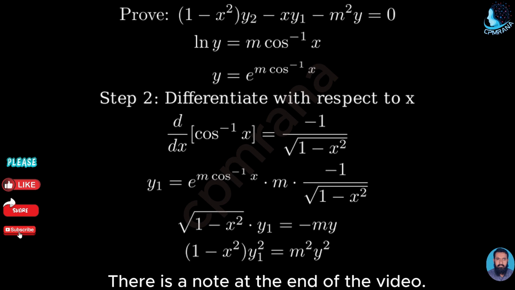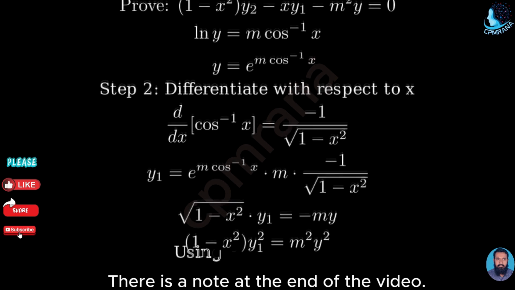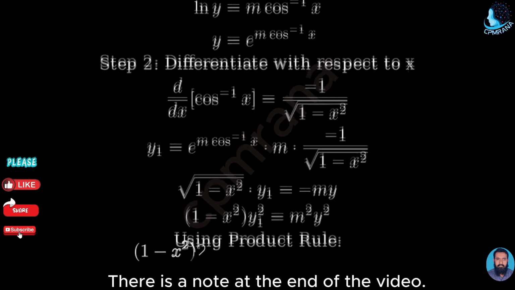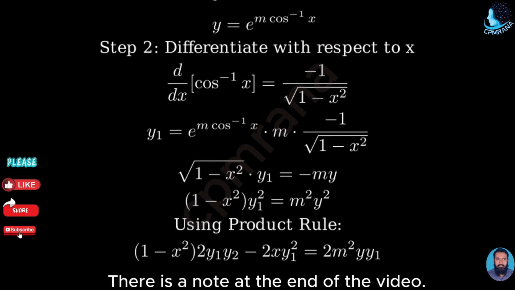Here's where it gets interesting. We need to differentiate this equation again. Using the product rule on the left side and the chain rule on the right side, we get 1 minus x squared times 2 y1 y2 minus 2x y1 squared equals 2 m squared y y1.